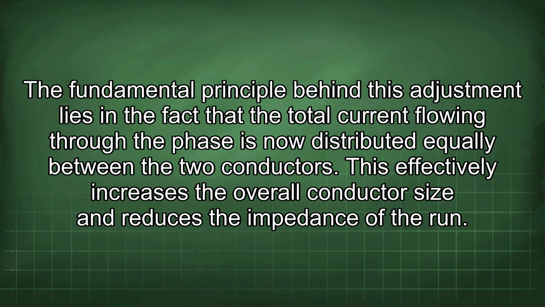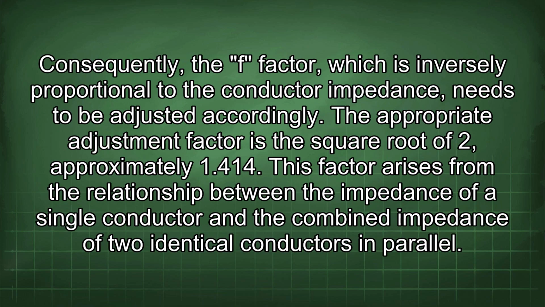The fundamental principle behind this adjustment lies in the fact that the total current flow through the phase is now distributed equally between the 2 conductors. This effectively increases the overall conductor size and reduces the impedance of the run. Consequently, the F-factor, which is inversely proportional to the conductor impedance, needs to be adjusted accordingly. The appropriate adjustment factor is the square root of 2, approximately 1.414.